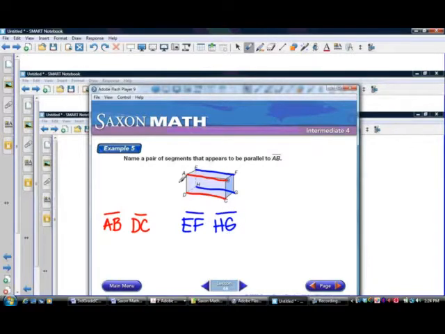Okay? Now we could have done that opposite. We could have said line segment AB is parallel to line segment EF, couldn't we? And we could have also said line segment DC is parallel to line segment HG, and we still would have been correct.